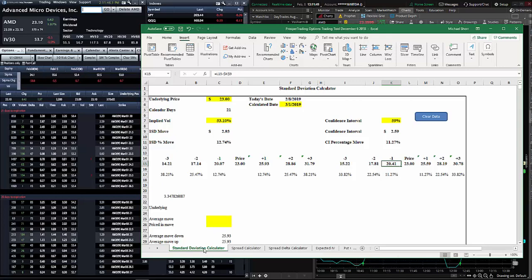And then I also threw in there at the end how to calculate the reward to risk on a debit spread.